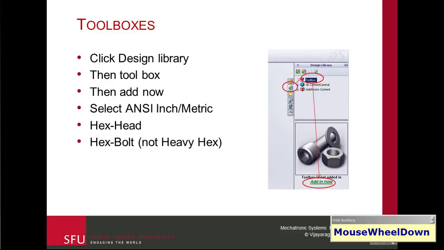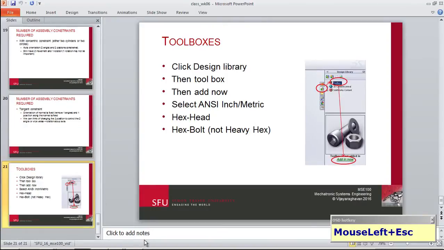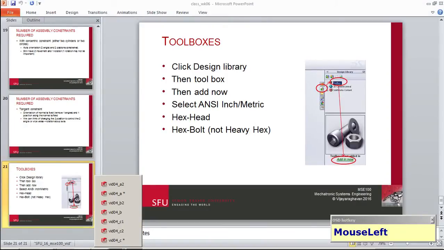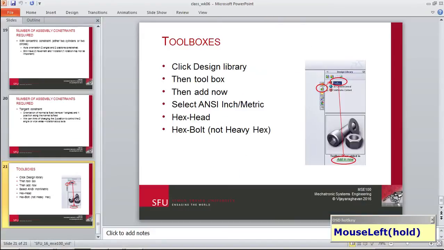So the next thing we're going to look at is known as design toolboxes. So for this, you would basically click on your toolboxes. So you click on the corner here, and then the first thing you need to do is add your toolboxes. So we're just going to quickly see how that looks. So the toolbox is only available in my assembly.